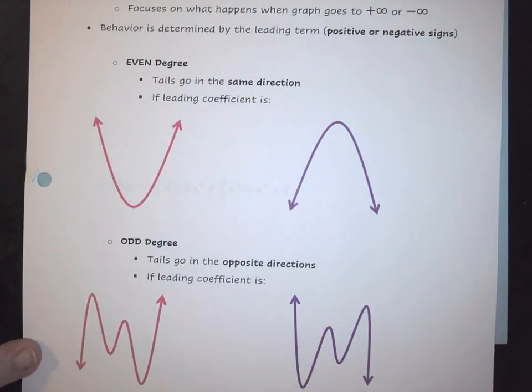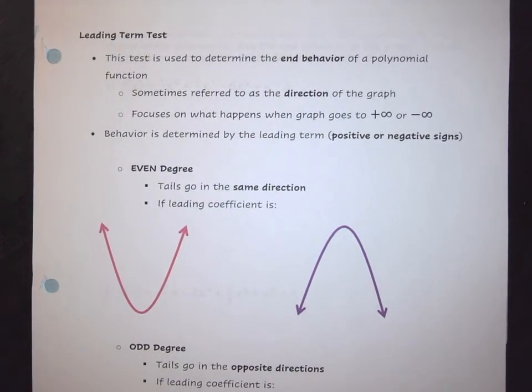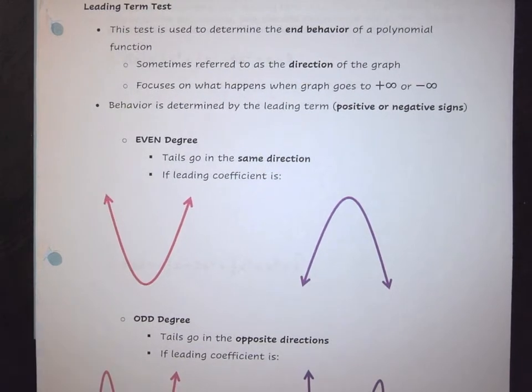Now with that, we have something called the leading term test. Now this is a test that is used to determine the end behavior of polynomial functions of any degree size. We use that leading term test especially when your degree gets rather large in order to help us determine characteristics of a large polynomial. So we're looking specifically at the end behavior. And what this end behavior is going to give us is the direction of the graph, and it's also going to allow us to focus in on what happens in the infinite spectrum.